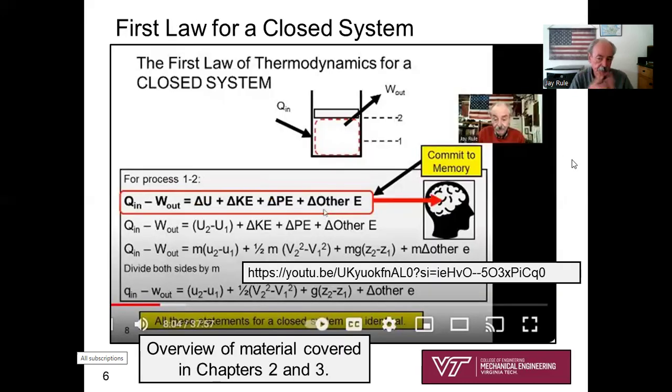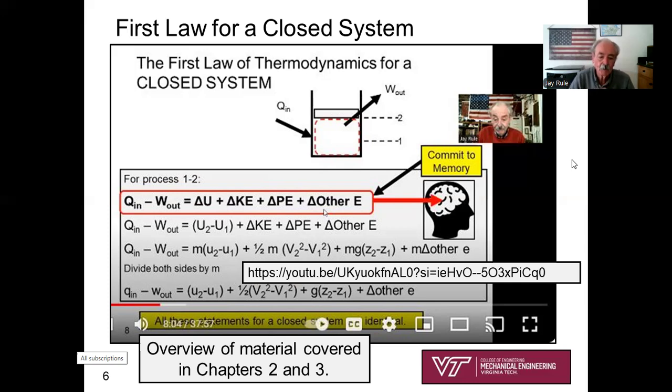Now, the next part of the homework problem is determining the heat transfer. And we haven't said anything about getting the heat transfer yet, have we? The only tool that you have in your toolbox so far for determining the heat transfer is the first law of thermodynamics. And this is a closed system.